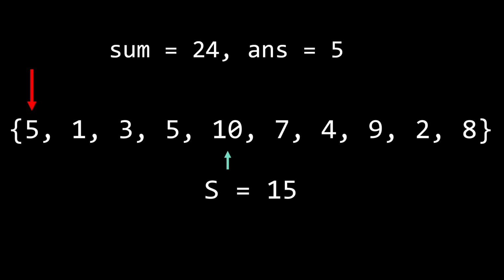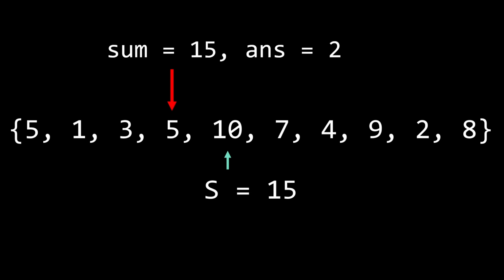So we're going to shrink the L pointer by moving it over to the right. And now the sum is 19. Then we move it over to the right by one more, and now the sum is 18. And we move it over one more, and now the sum is 15. And you can see along the way, the answer variable has been changing. It's been changing from 5, 4, 3, and now it is 2.